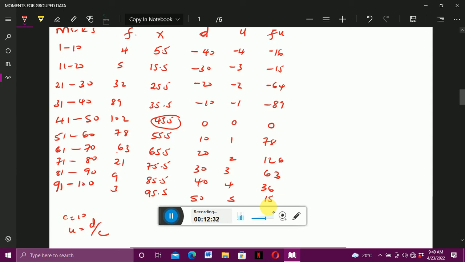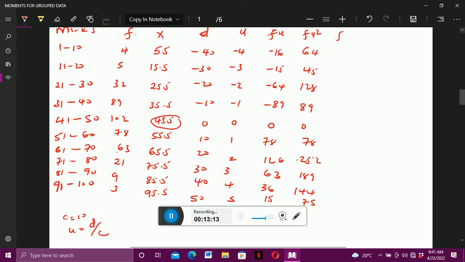So here we take now fu squared. It's actually just fu times u, giving us 64, giving us 45, giving us 128, 89, 0, 78, 252, 189, 189, then 144, and 75.